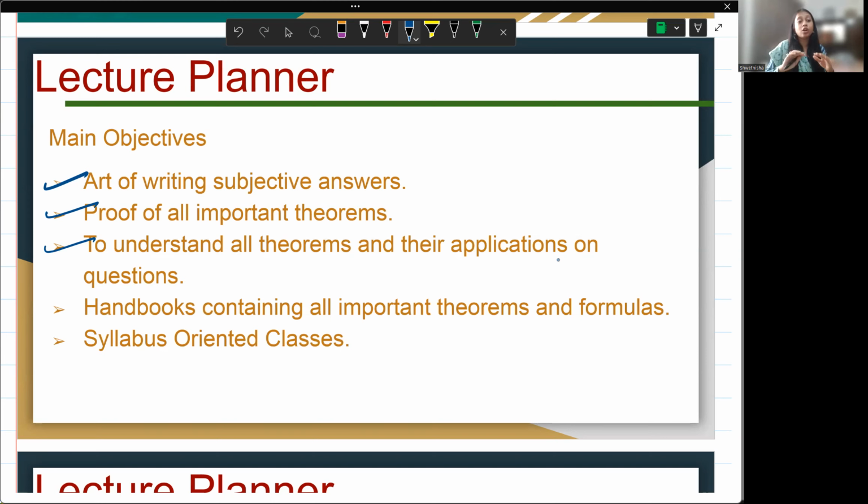If you are not collecting everything together at the end, that is of no use. Okay, because there's so much material, there are so many things to study. How will you do the revision at the end? You need something, and your handwritten notes are important. Okay, and last but not the least, we'll have only syllabus-oriented classes, not more than that, not less than that.